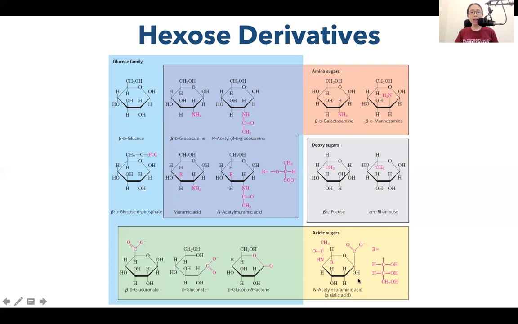This sialic acid is an important component of your glycoconjugates, your carbohydrates conjugated to proteins, which are part of cellular recognition and cellular adhesion. So you will learn more about these as we go along this lecture.